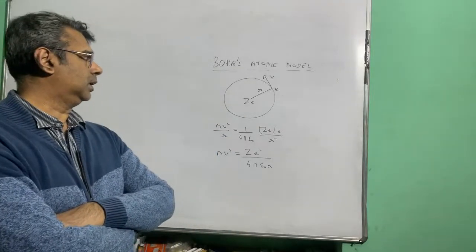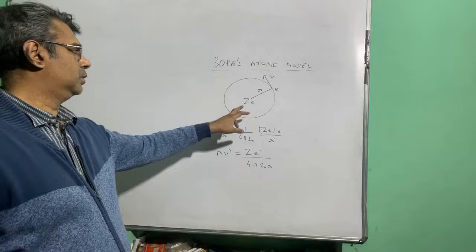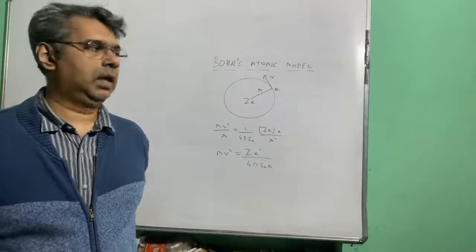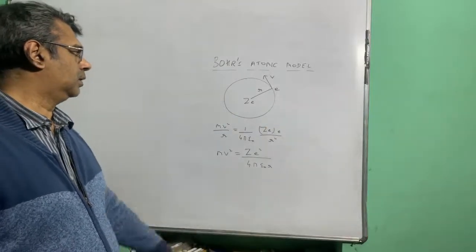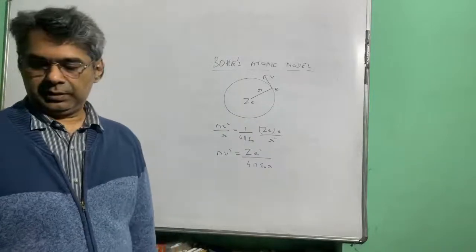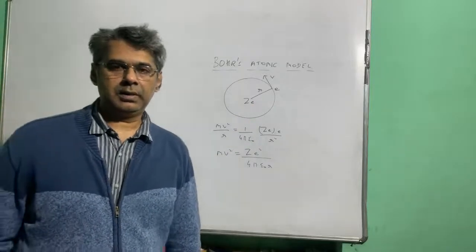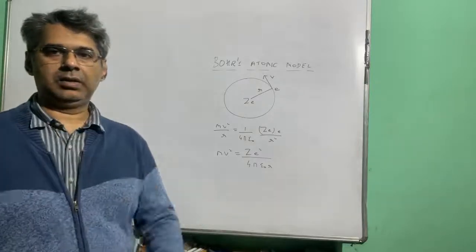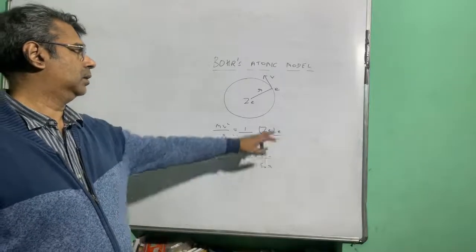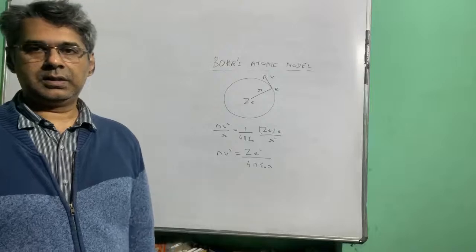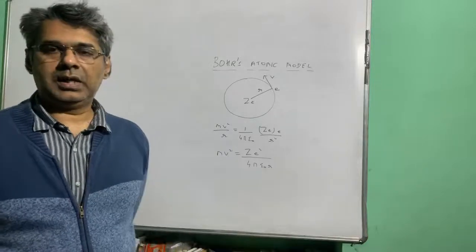First of all, there is a hydrogen atom, so we'll begin with that. At the nucleus you have a charge of Z into E. Z into E means atomic number into E. Atomic number is the number of protons, and E is the charge of each proton. So at the nucleus the charge is Z into E, and the revolving electron has charge E.